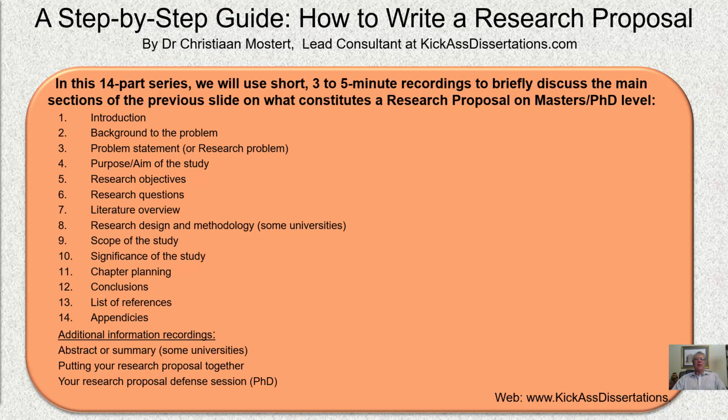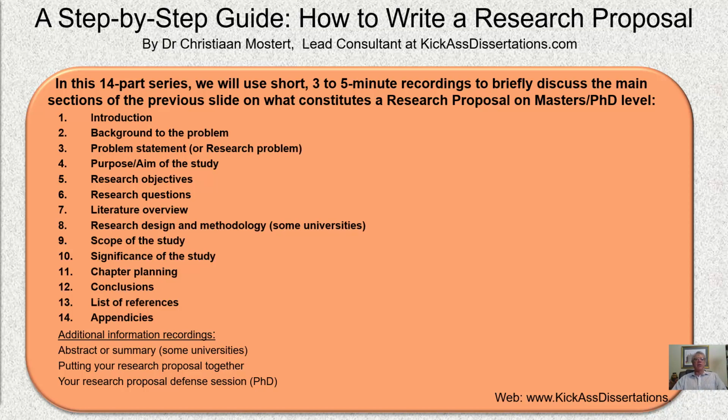In this 14-part series, we're going to use short 3 to 5 minute video recordings to briefly discuss each of the main sections that we've discussed in the previous slide with you, and this will then constitute what a research proposal on a master's or PhD level is. So the 14 sections are in sequence, as you will most likely have to include them into your research proposal. But remember that sometimes your university will require you to combine them, but you can simply look up the details of each one of them here.